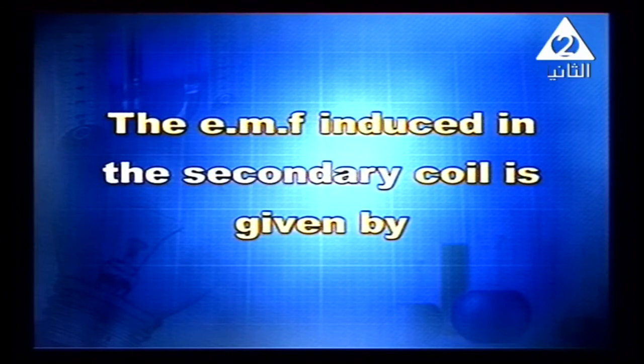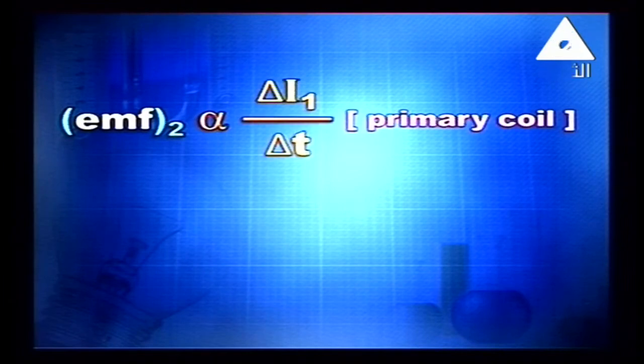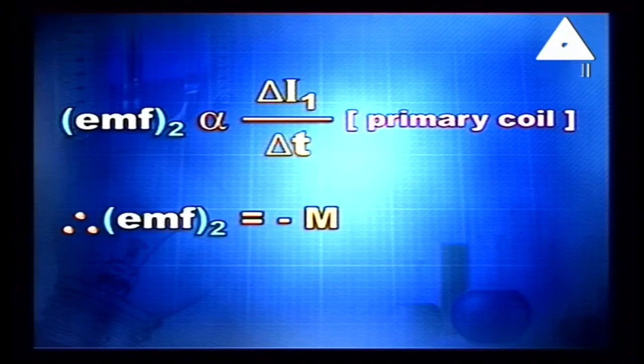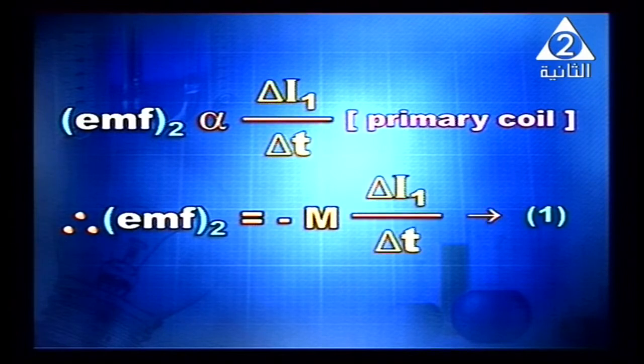The EMF induced in the secondary coil is given, as a matter of fact, by the expression: EMF in the secondary coil, EMF2, is directly proportional to the rate of change of the current in the primary coil. So it is proportional to delta I1 over delta T. So EMF is equal to minus M, delta I1 over delta T. The negative sign indicates Lenz's rule. Capital M indicates mutual inductance or coefficient of mutual induction.